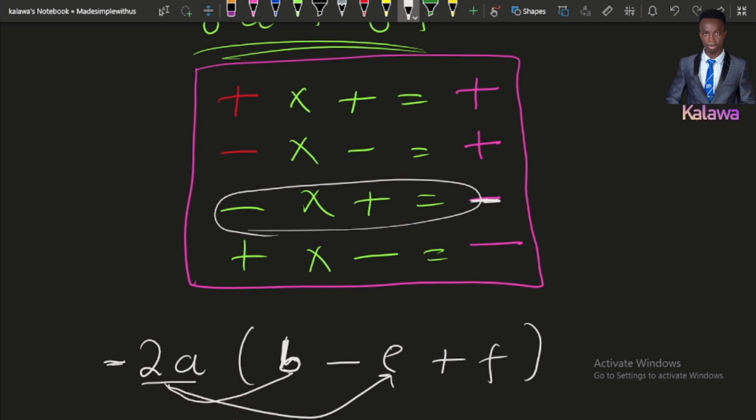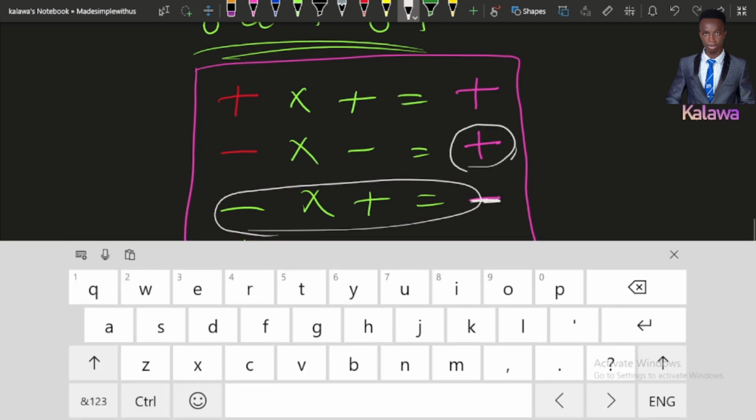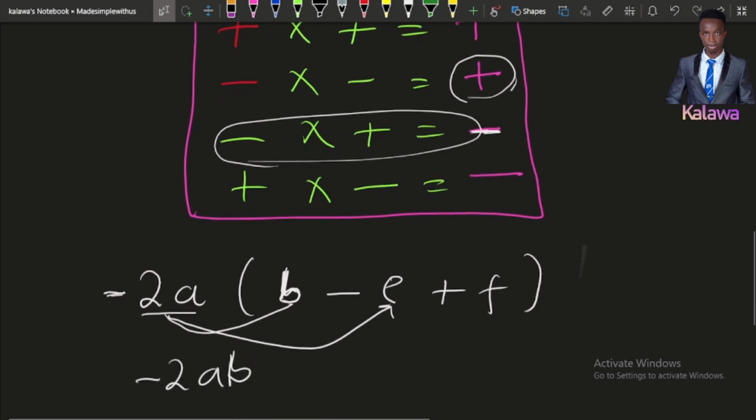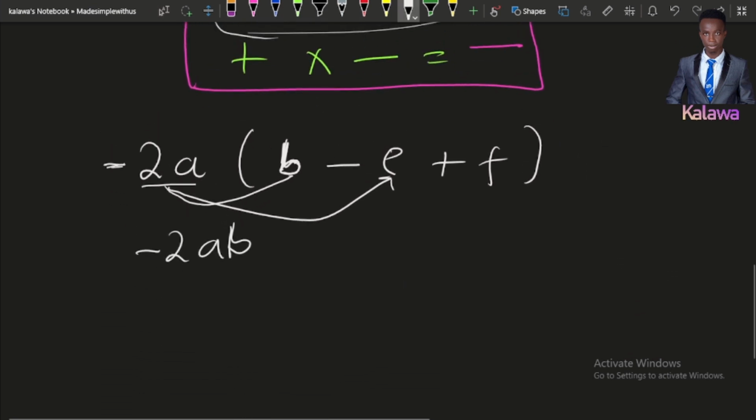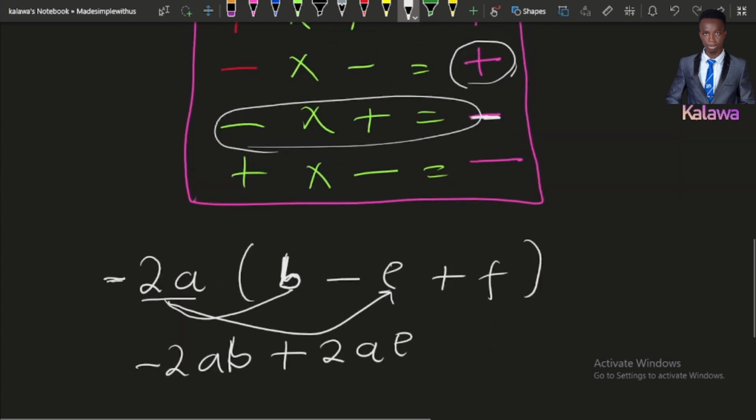The answer will always be a positive one. So minus times minus, this will give us positive. So this will give us positive 2a. Are you getting it? So we make use of this sign. This is what we'll make use of.